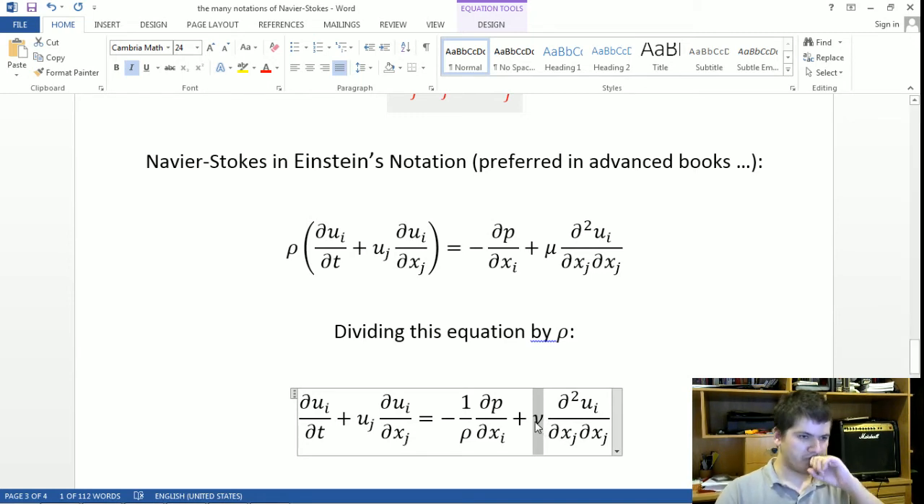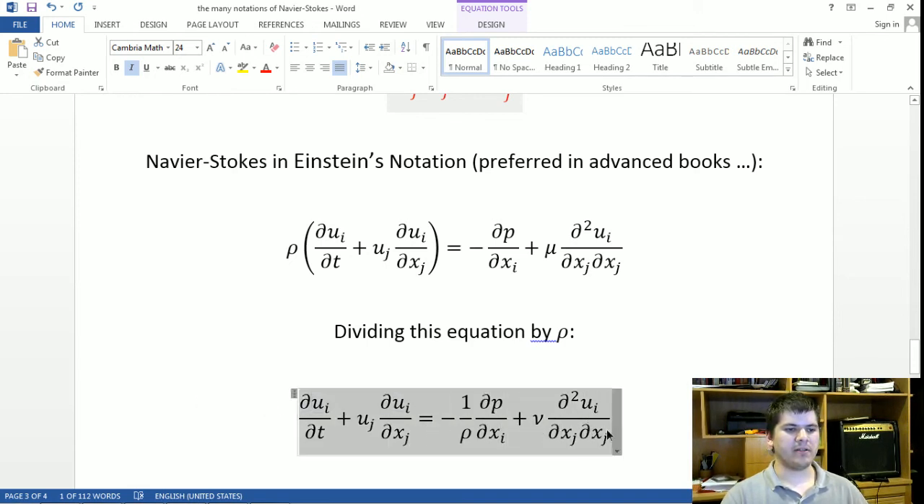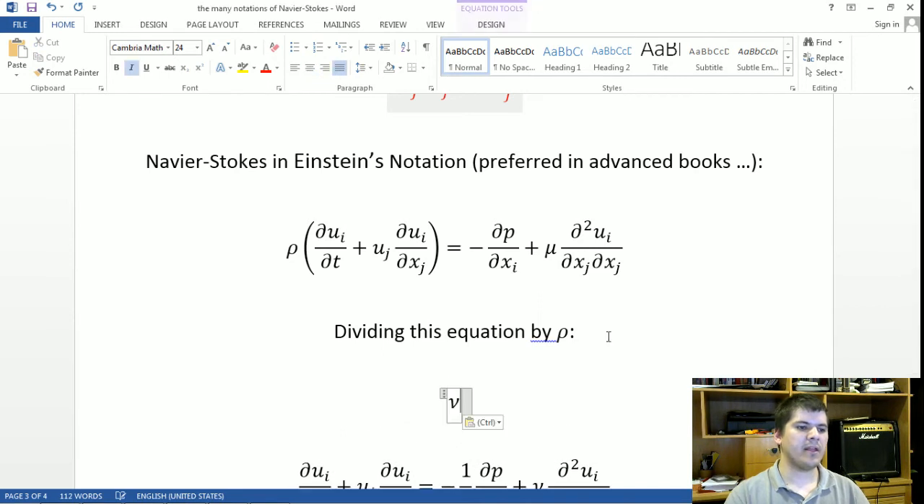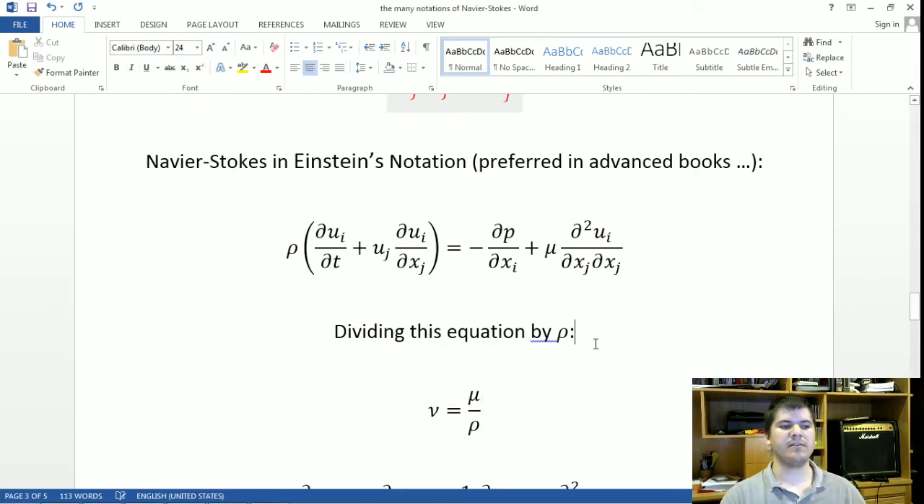So when you're studying turbulence and simulating numerically some fluid flow, it is much more straightforward to think of the importance of the magnitude of this term by the kinematic viscosity. So the kinematic viscosity is nothing more than the dynamic viscosity divided by the density. Okay?